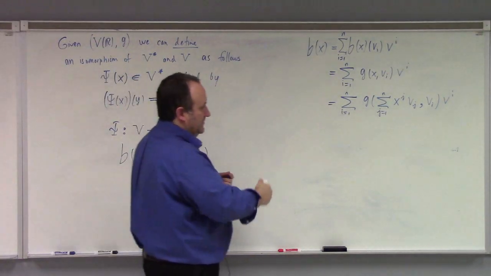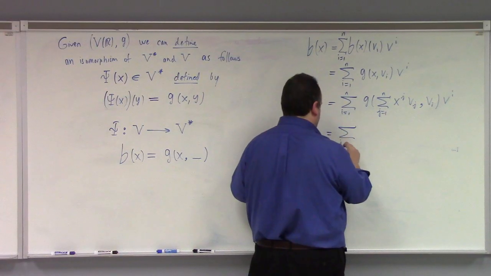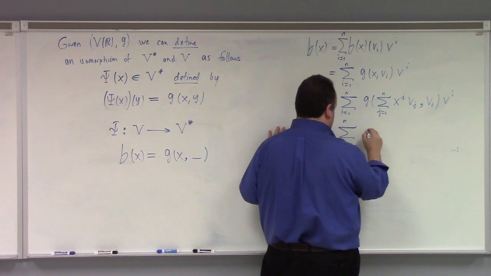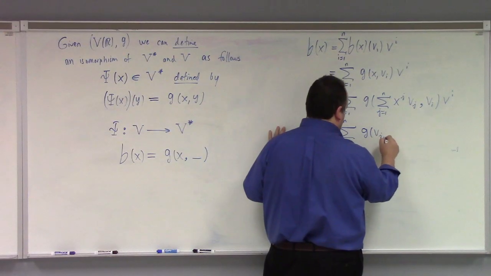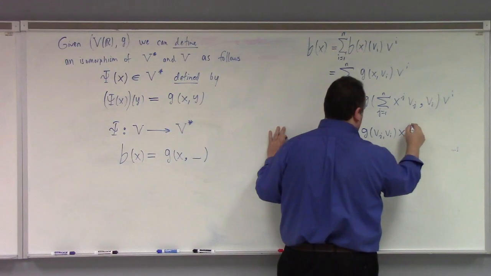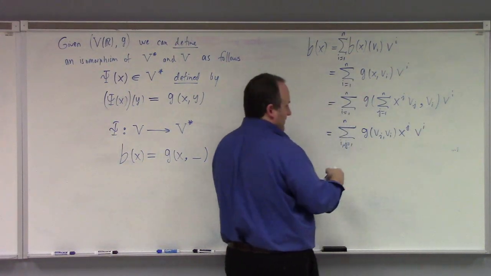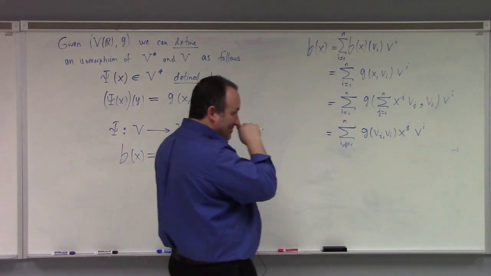And so I can use linearity of the metric, pull the sum out. I've got the sum over i and j, ranging from 1 to n. And then I've got g of v_j, v_i, and I'll write the x^j over here because I can. You can write the x^j whichever side you want. I usually put it in front, but whatever. Go either side.